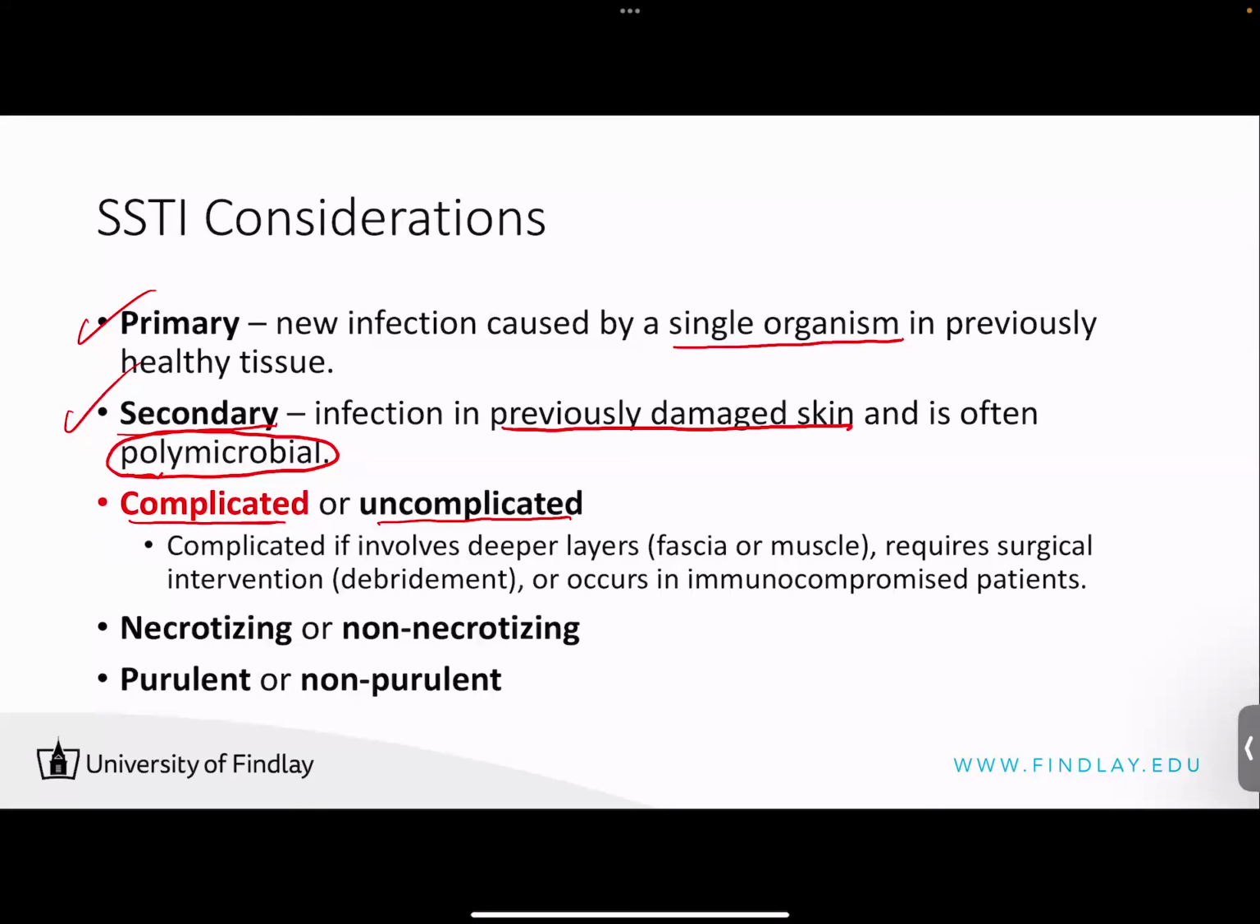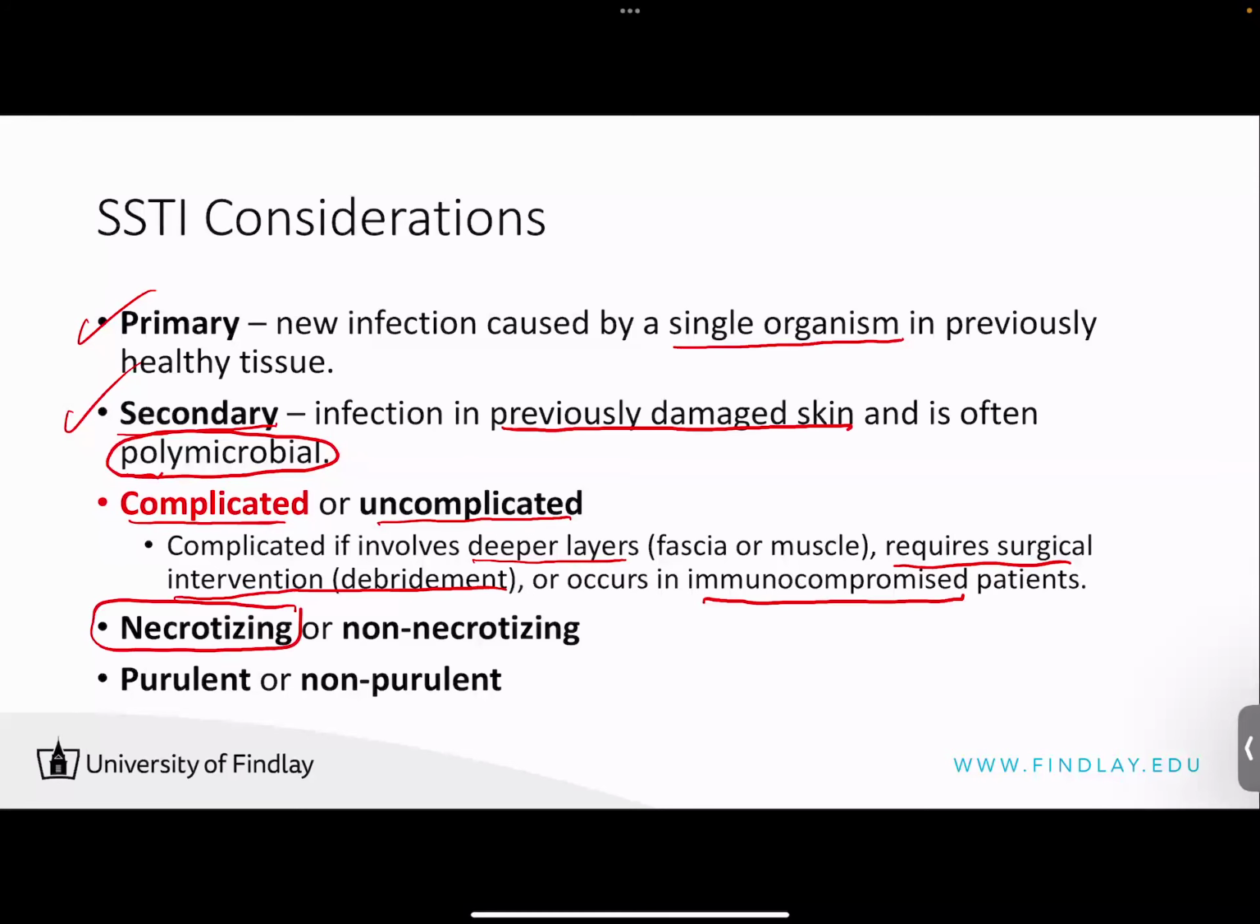And largely speaking, the complicated form, the deeper down, the more complicated it is. So if you involve the deep layers of the tissue, that's a complicated infection. Complicated infections often require debridement. You've got to go in there, fillet the area, and cut out the dead tissue. Okay? And anybody that is immunocompromised, that has a skin or soft tissue infection, is largely regarded as having a complicated infection.